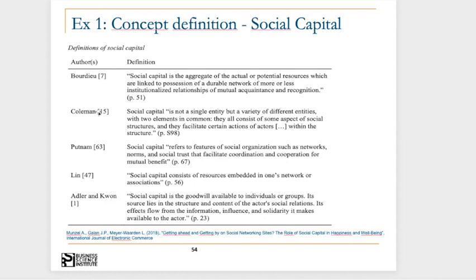We found a 3rd definition. Social capital refers to features of social organization, such as networks, norms, and social trust, which facilitate coordination and cooperation. Another definition, which is more organizationally oriented. The 4th definition is that social capital consists of resources which are embedded in one's networks or associations. And a 5th definition we found is that social capital is the goodwill available to individuals. Its source lies in the structure and content of the actor's social relations, so its effects flow from the information, influence, and solidarity it makes available to the actor.